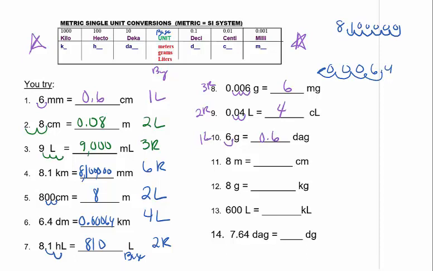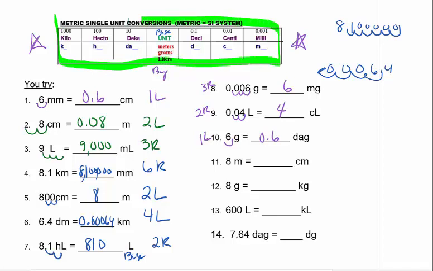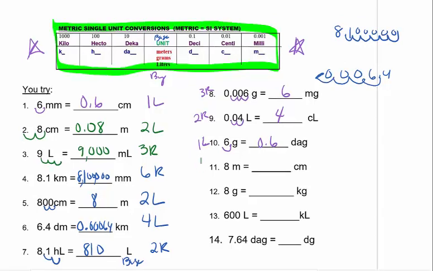As long as you memorize this, and again, you need to data dump it once you start the test. You can't come in with it, but once you start the test, you can write down your order. Number 11, 8 meters to centimeters. We have meters in the center, and we're going 2 units to the right to get to my centi. And so it's going to be 800 because we move it 2 places to the right.